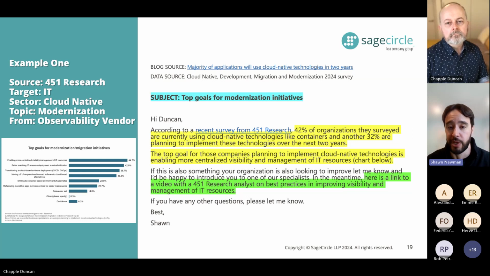There's definitely firms out there that specialize in this, but we can help you with it as well. And that's in the blue. That's your subject, your hook. Yellow is your data, right?